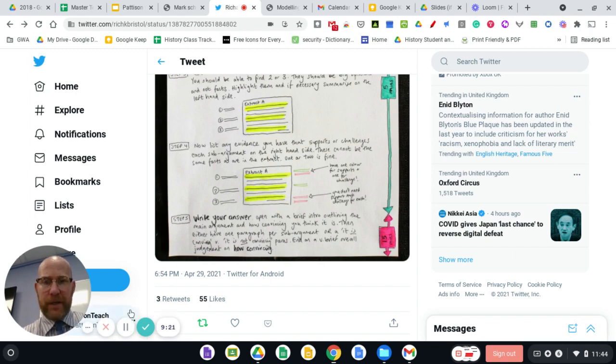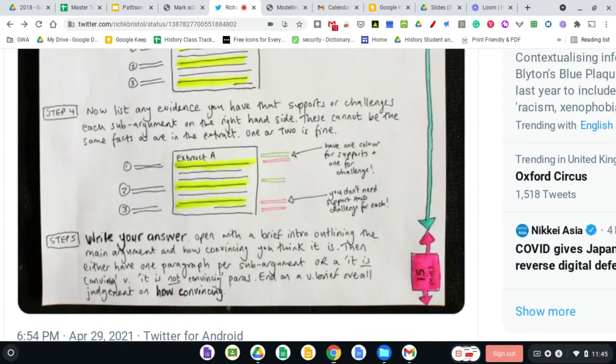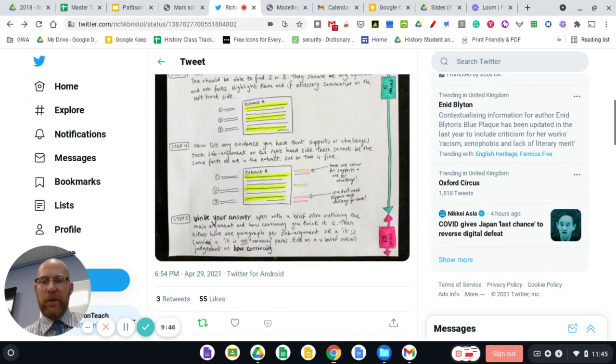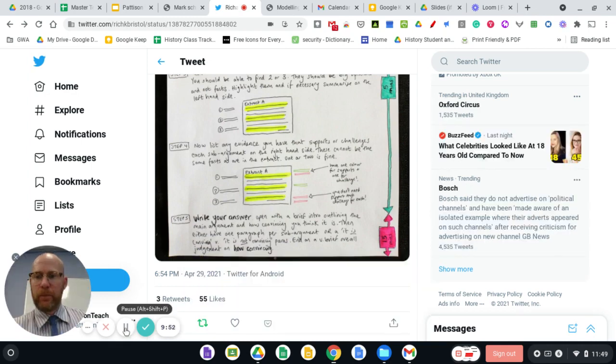Next then, as Rich points out, you need to list any evidence you have that supports or challenges each of these sub-arguments. So it can't be the same facts as are in the extract, and 1 or 2 for each is great. And ideally, we want some kind of balance of supportive and challenge, but as Rich helpfully points out, don't feel obliged that you have to find a support or a challenge for everyone, because you might not know, and there might not even be one.